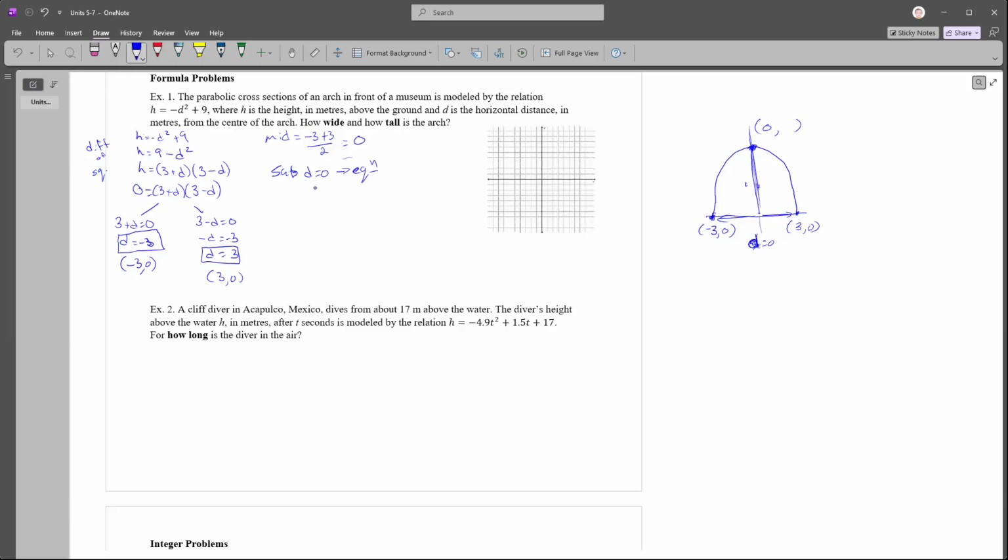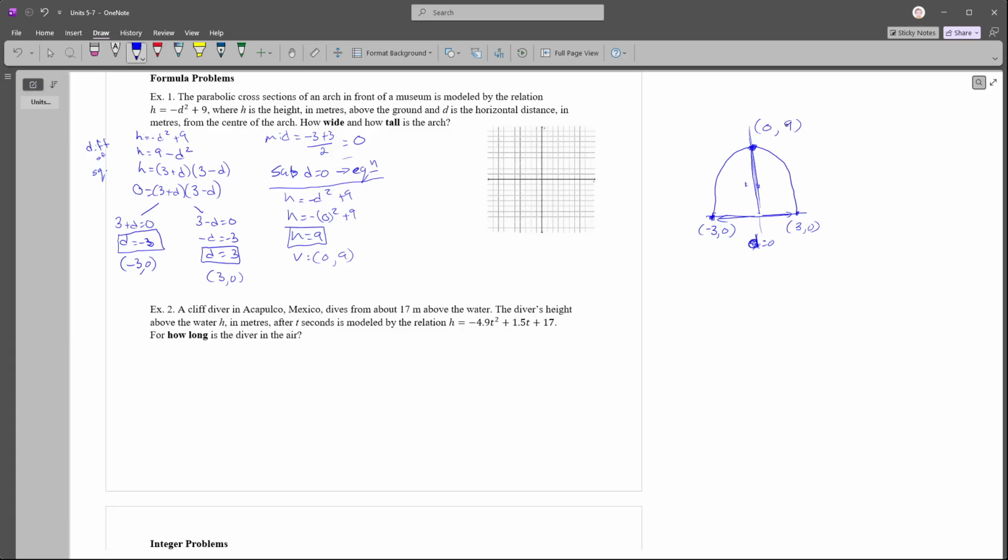Remember, this is the short form for equation that I tend to use, EQN. Okay. So if our equation is h is equal to negative d squared plus 9, that's saying h is equal to negative 0 squared plus 9. So 0 squared is still 0, so that just goes away. So we end up with just h is equal to 9. So therefore, our vertex is located at 0, 9.